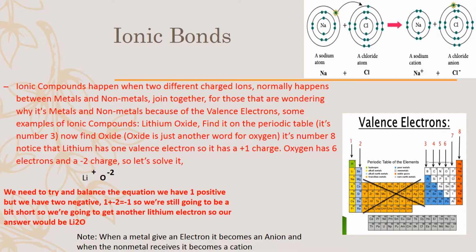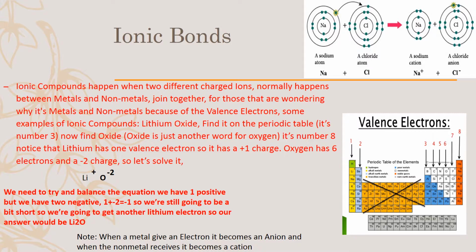I'm going to take you step by step to find how to write the formula and how to write the name. First, we have to find lithium. Lithium is number 3 on the periodic table. Now we have to find oxide. Oxide is just another way to say oxygen. It's number 8 on the periodic table. Lithium has 1 valence electron, so it has a +1 charge. Oxygen has 6 valence electrons and has a -2 charge.